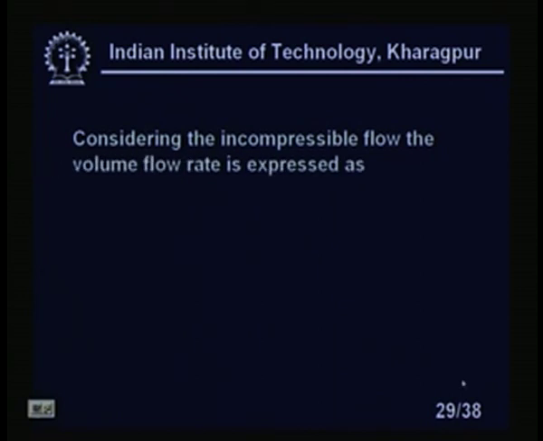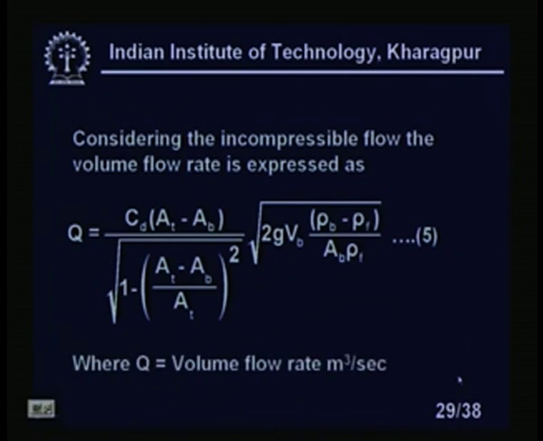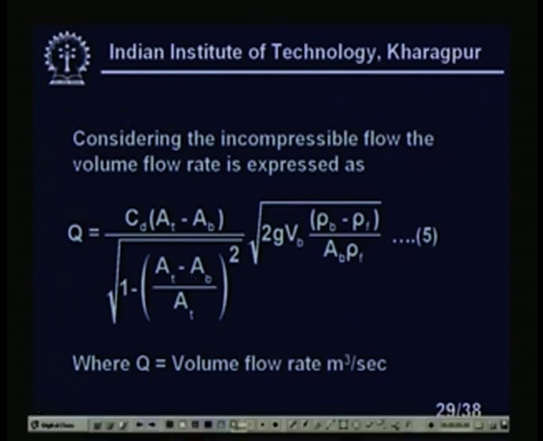Considering the incompressible flow, the volume flow rate is expressed by this equation: CD, AT minus AB, 2 g, VB, rho B, rho F, AB, rho F, AT, AB. So, let us look at what those are.